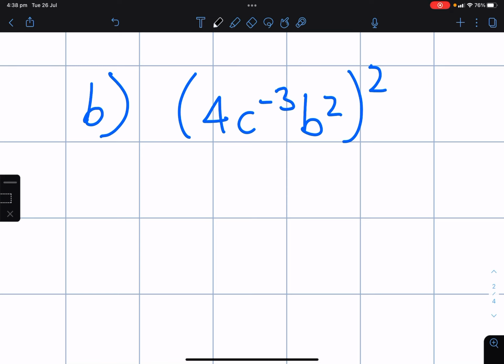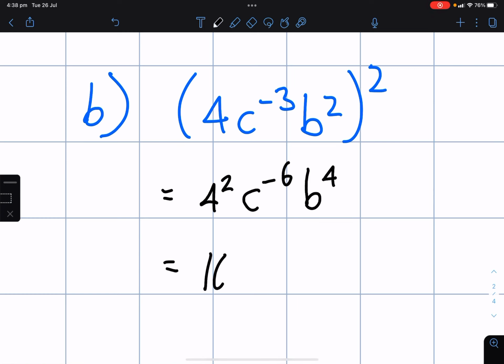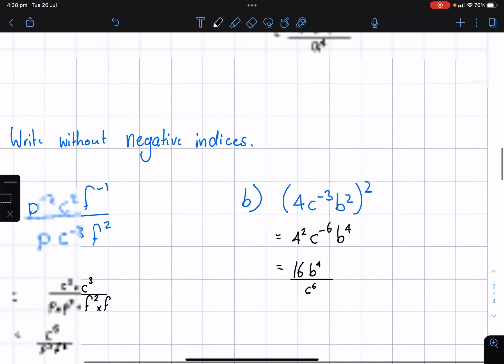So we've got our distributive law, so 4 to the power of 2, everything gets hit by this power. C to the power of negative 6, negative 3 times 2, and B to the power of 4. Now, 4 squared, we know how to do, that is 16. C to the power of negative 6, that's a negative index, so that's going to actually go to the bottom. So we've got C to the power of 6, and B to the power of 4 remains, and that is as simple as it gets.